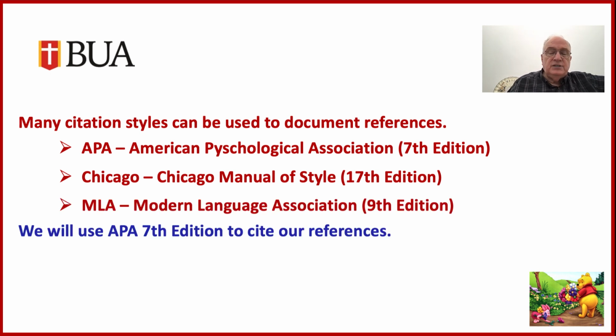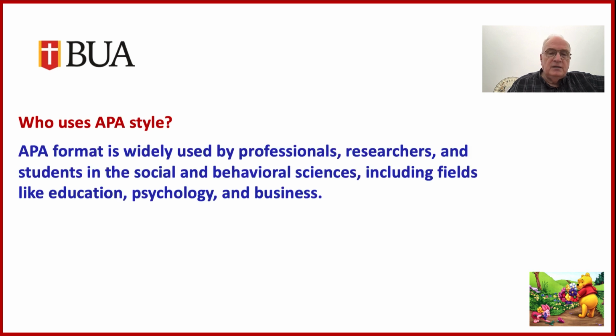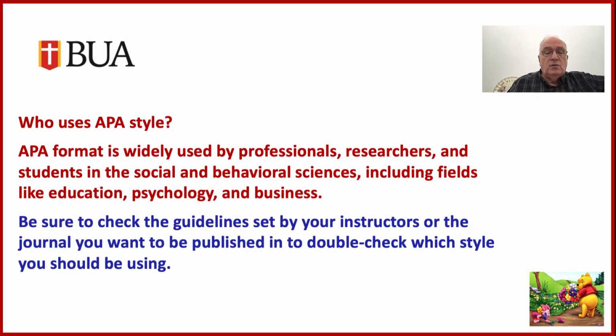I put 7th edition. I understand the 8th edition is in progress and all that. That's fine. They keep upgrading. But we will select a specific edition, and 7th being the most common right now with citation engines, we will let you use APA 7th edition. Now, who uses APA style? APA format is widely used by professionals, researchers, and students in the social and behavioral sciences, including fields like education, psychology, and business, which are the fields that most of you are going into.